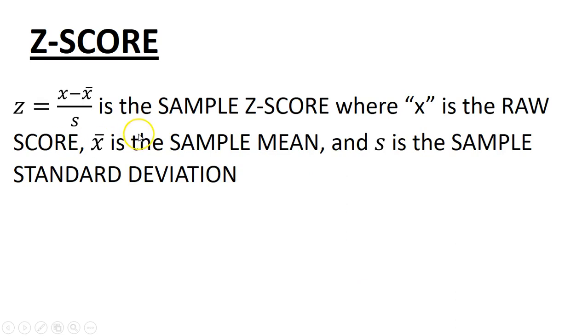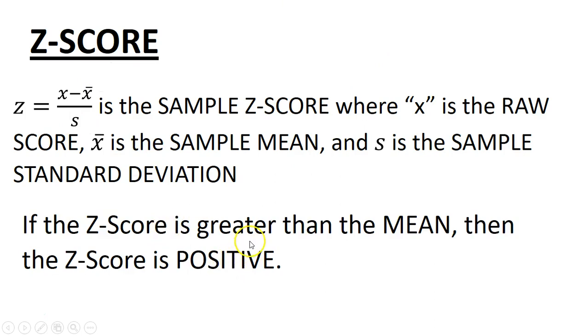This is the same exact formula. That's what you're looking at, that raw score. That is the sample mean and the sample standard deviation. But it's the same formula for the most part. Same way of finding the z-score for the most part. Again, just wanted to elaborate and make sure you are aware.